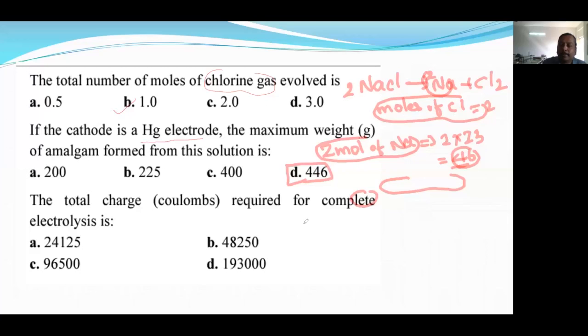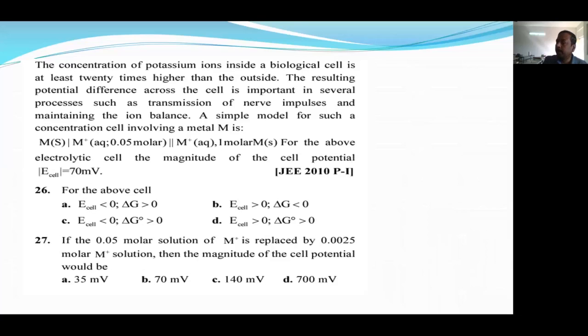Okay, here most of the people, what they have done: 2 Faraday for sodium, 2 Faraday for chlorine. No, it is not like that. 2 Faraday only you have to take, 2 into 96500. Okay, so the answer will be D option. So this misconception should not be there. Both combinedly 2 Faraday. Here the next paragraph and questions are together, so try to read and solve carefully.